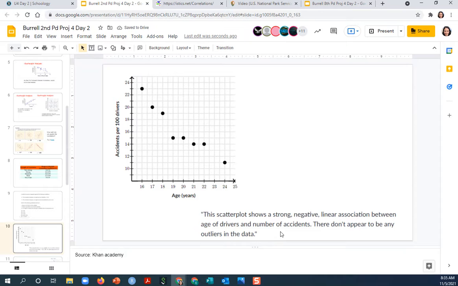So this scatter plot shows a strong negative linear correlation or linear association between the age of the drivers and the number of accidents. They don't appear to be any outliers. Outliers can actually really affect your R value, and that's a good thing to remember, because most of the data might be pretty well correlated, but then you get an outlier out here and it's going to really mess up your R value. In this case, though, we don't have any outliers.